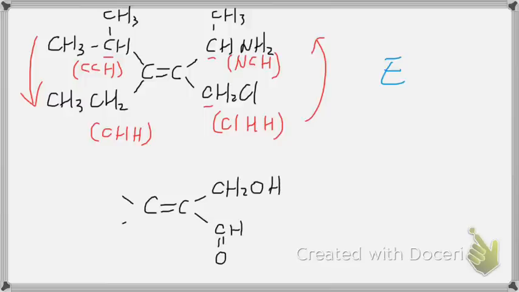Next example. On the left side, we have O and O attached to the double-bonded carbon. What's attached to the O? On top, it's H, and at the bottom, it's C. So C is higher.